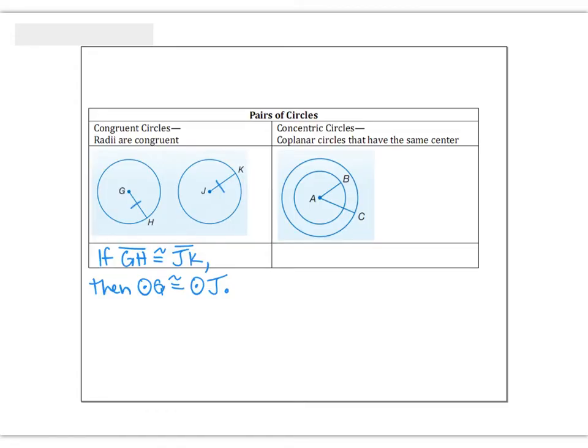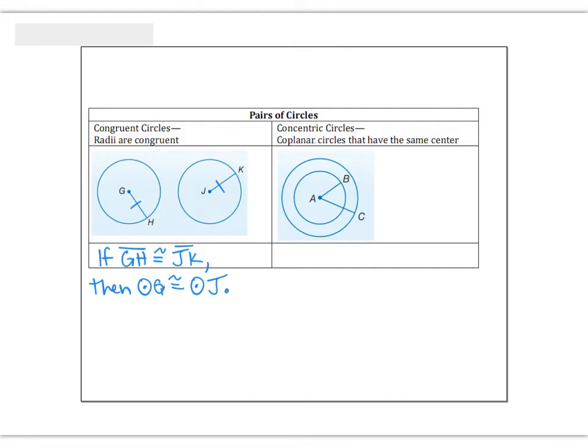Concentric circles is a term you should know. Concentric circles are coplanar circles that have the same center. In other words, it's like a bullseye, circles inside of circles. The problem with concentric circles is sometimes it's hard to tell. If I was just going to have you look at this picture and say, do you see circle A? You might have a hard time explaining what circle I'm talking about.